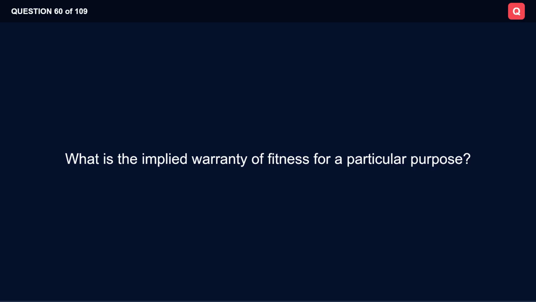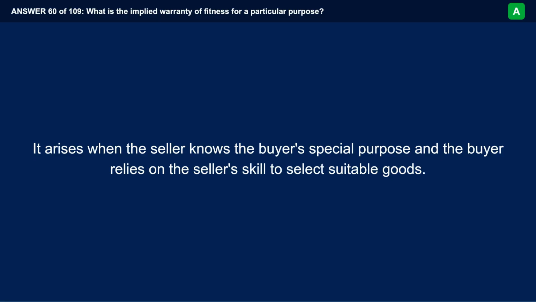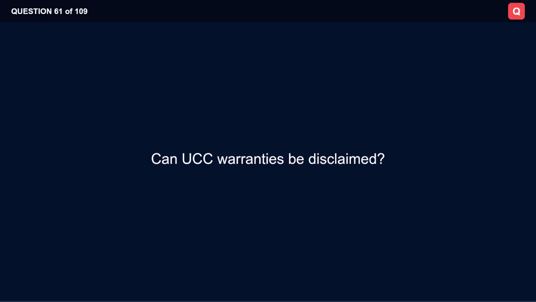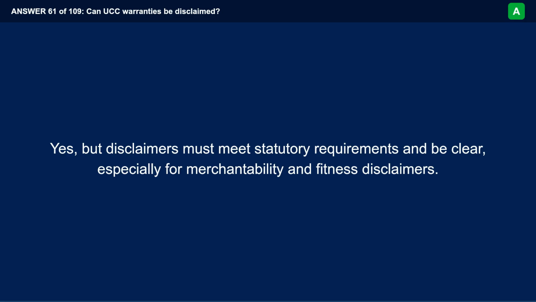What is the implied warranty of fitness for a particular purpose? It arises when the seller knows the buyer's special purpose, and the buyer relies on the seller's skill to select suitable goods. Can UCC warranties be disclaimed? Yes, but disclaimers must meet statutory requirements and be clear, especially for merchantability and fitness disclaimers.